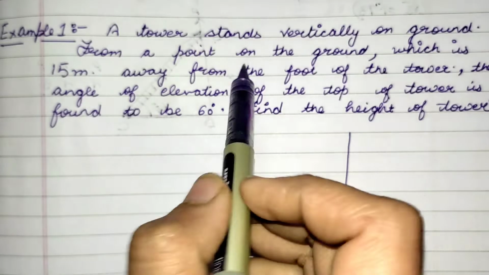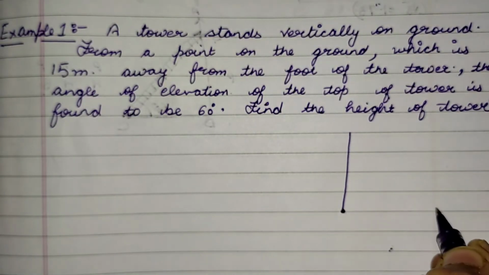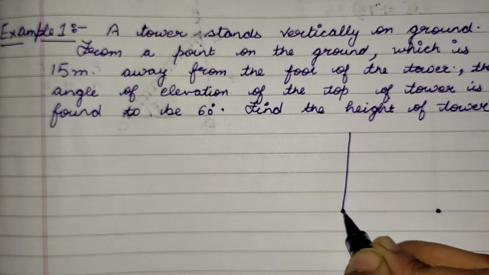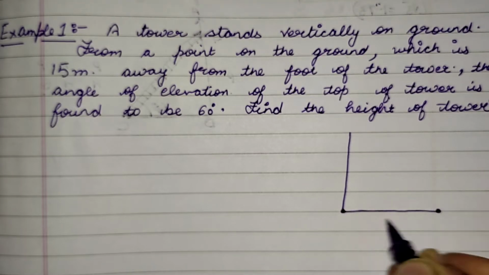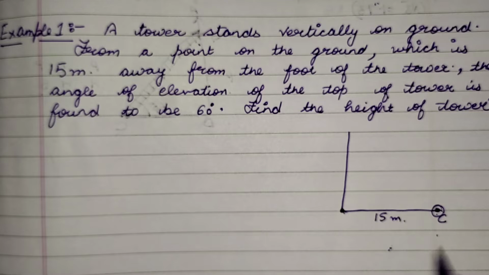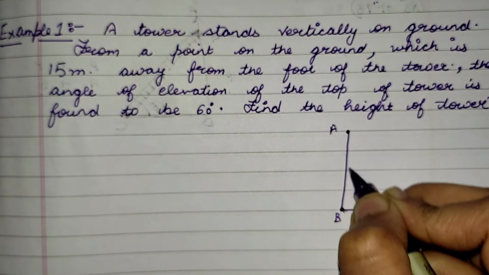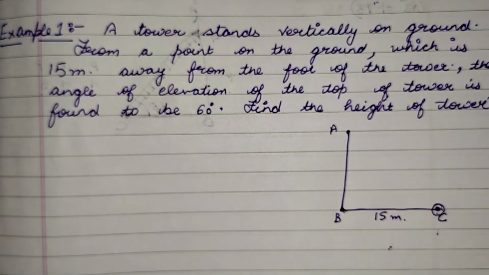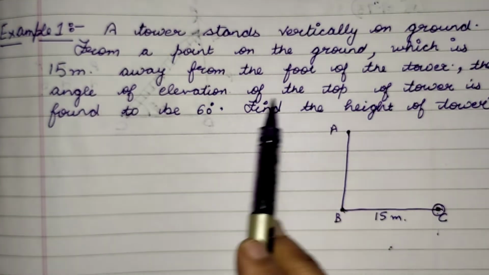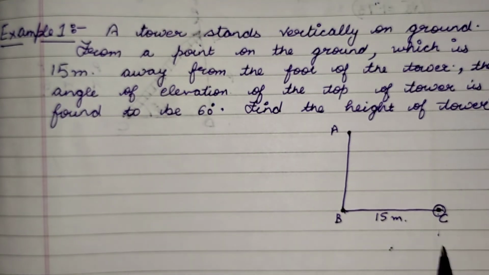Now, from a point on the ground which is 15 meter away from the foot of the tower, this distance is going to be my 15 meter. Let us suppose this point is C, this point is B, and this point is A. This AB is my tower. The angle of elevation of the top of the tower is found to be 60 degree.